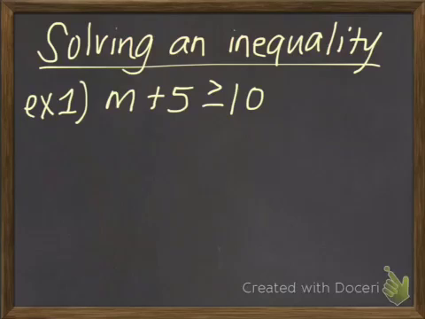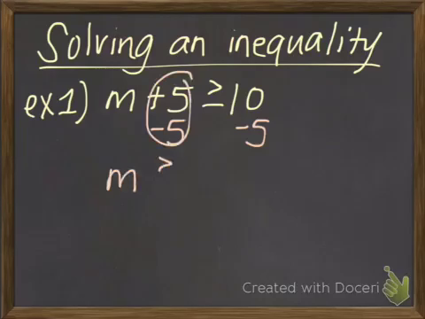Okay, the last problems you're going to have to do for your classwork include solving inequalities and then graphing those inequalities. In order to graph, you have to first solve the inequality. So this is very similar to solving for a variable in an equation. We need to get the variable by itself. In this case, I have m, and I need to get 5 away from m. So I'm going to subtract 5 from both sides. M, this makes 0, is greater than or equal to 10 minus 5 is 5.